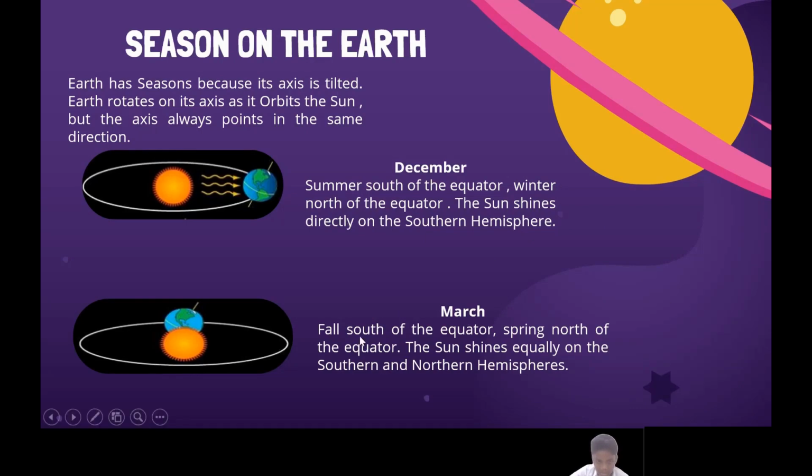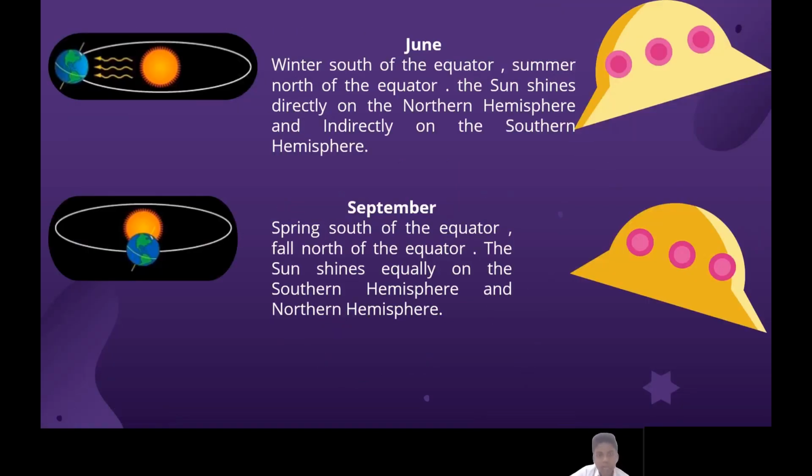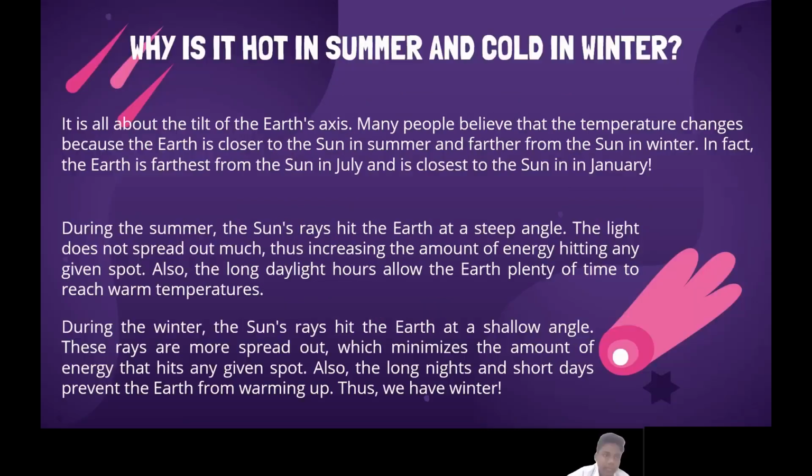March: fall south of the equator, spring north of the equator. The sun shines equally on the southern and northern hemisphere. June: winter south of the equator, summer north of the equator. The sun shines directly on the northern hemisphere and indirectly on the southern hemisphere. September: spring south of the equator, fall north of the equator. The sun shines equally on the southern and northern hemisphere.